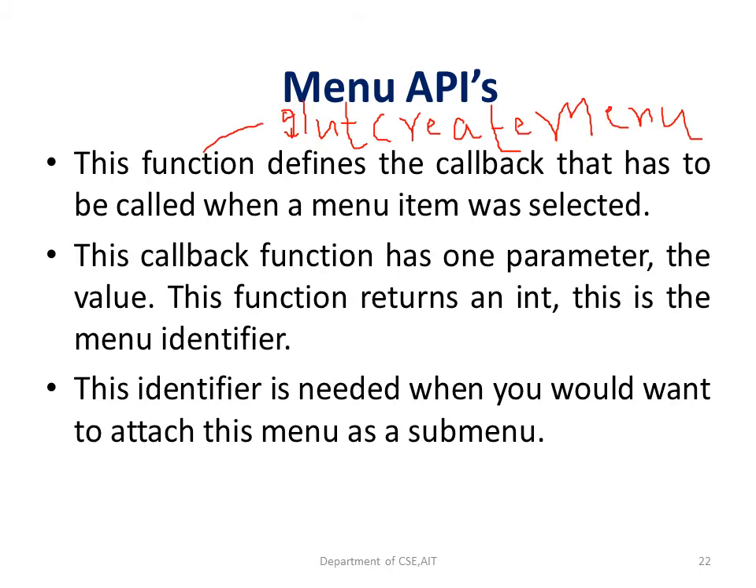This glutCreateMenu is going to define the callback whenever a menu item has been selected. It is having one parameter, that is the value. That means based on that value, the action to be performed is decided, and then it is going to return an integer which is the identifier. This identifier is required whenever you want to identify that particular menu, so that you can attach that menu as a submenu to another menu.